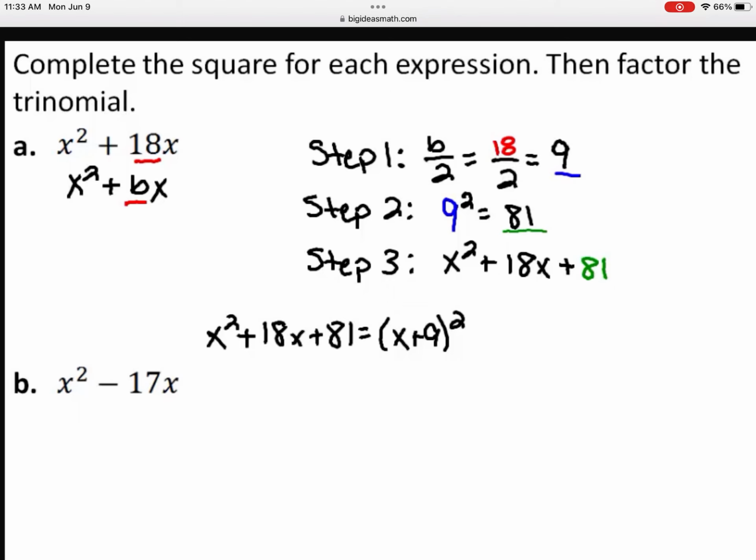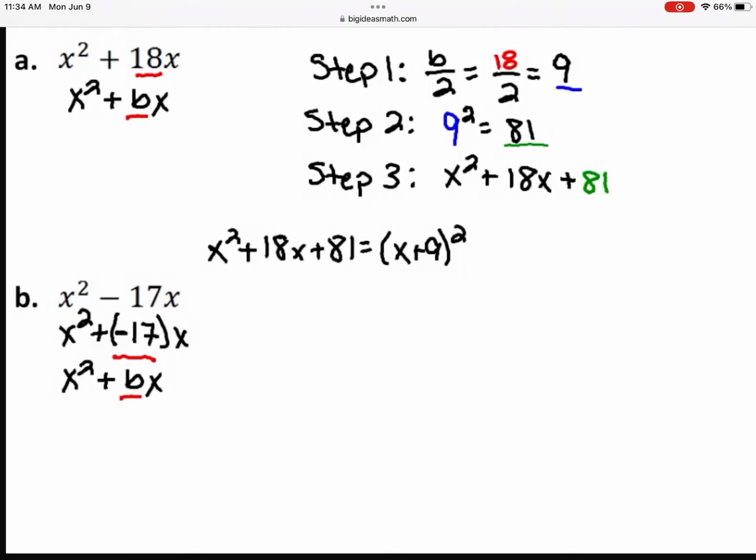Part B, x squared minus 17x. X squared minus 17x can be written as x squared plus negative 17 times x, which is of the form x squared plus bx, where b is negative 17. Step 1. Find 1/2 of b. Because b is negative 17, b divided by 2 is negative 17 divided by 2, which equals negative 17 halves.